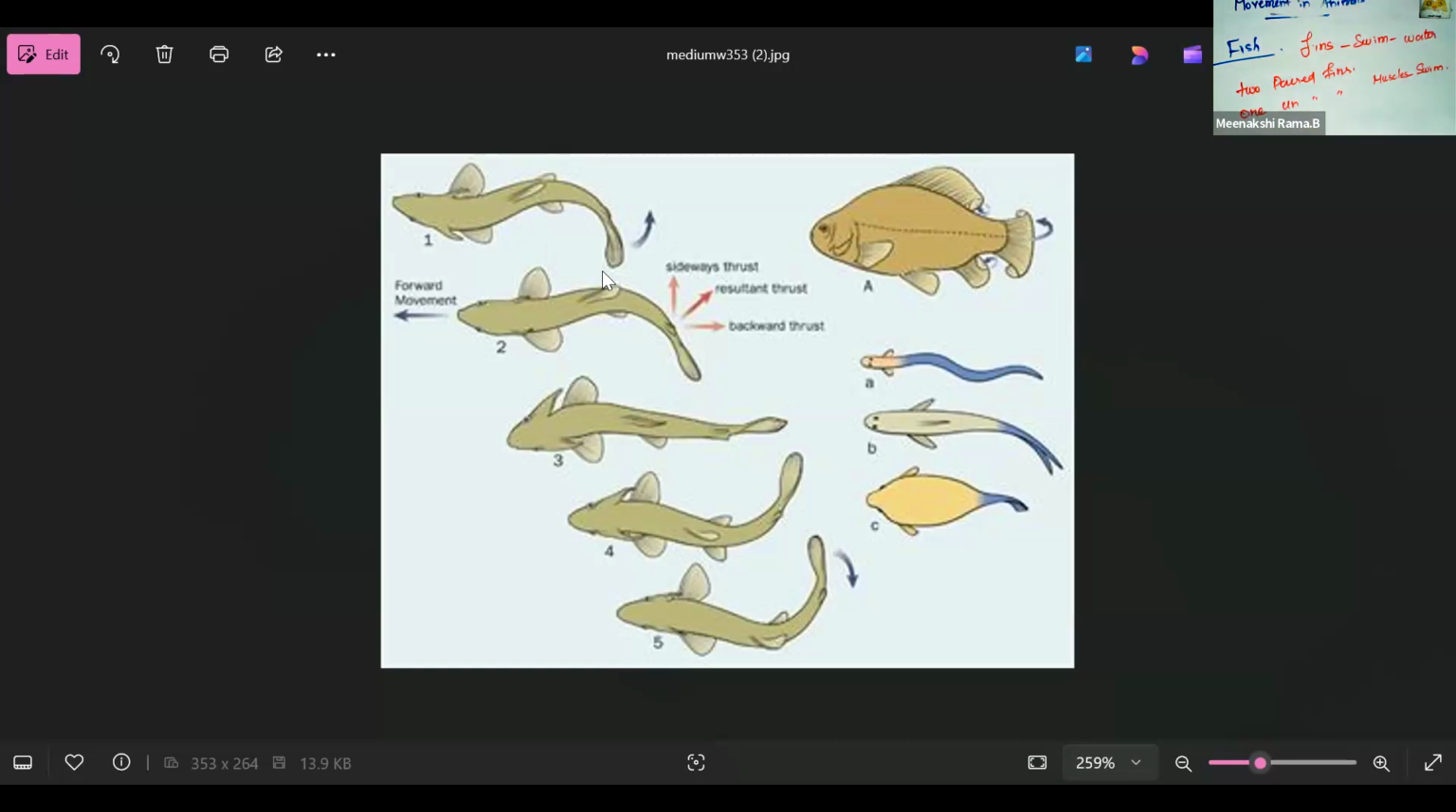So first point, the fish swims with the front part curving to one side, and automatically the tail part stays in the opposite direction. Next movement, the front part curves in the opposite direction, and the tail part also changes position. In this way, changing direction is possible in a fish's body. Okay, so this is the special nature of different kinds of fishes. These are all pictures of different kinds of fishes.